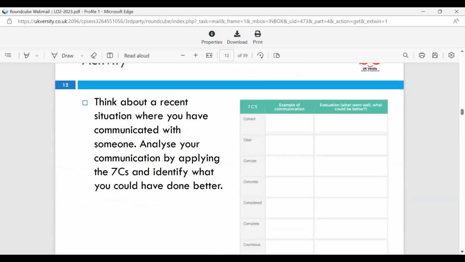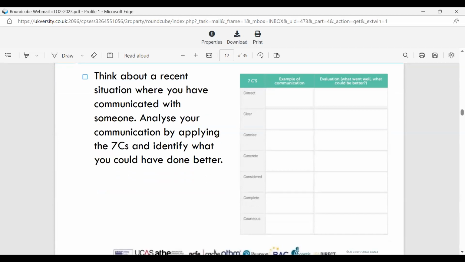So an activity: think about a recent situation where you've communicated with someone. Analyze your communication by applying the 7 C's and identify what you could have done better. So you've got the 7 C's there in that diagram: correct, clear, concise, concrete, considered, complete, and courteous. Can anyone think of a situation where they've communicated with someone, and analyze your communication by applying the 7 C's and identify if you could have done better? Is there anyone that's communicated with someone recently and how they've applied the 7 C's?